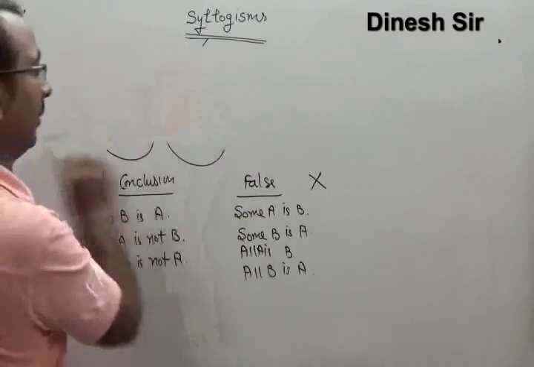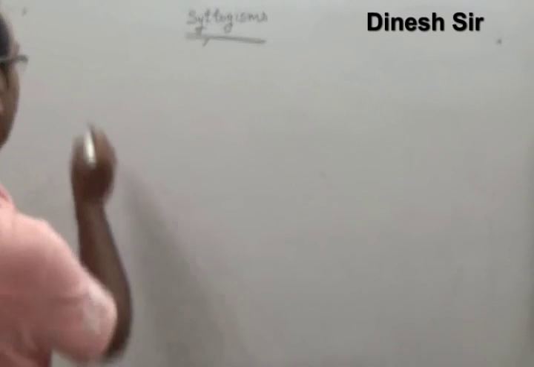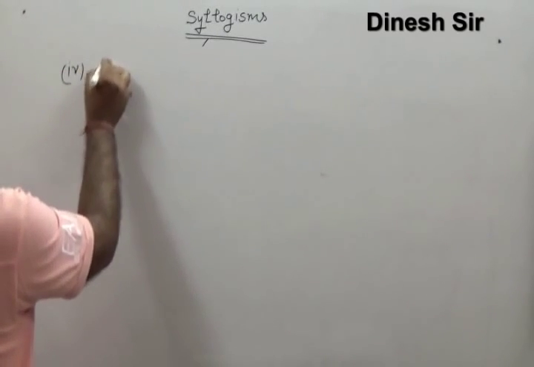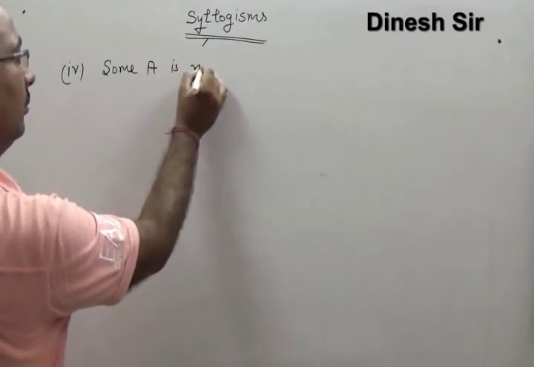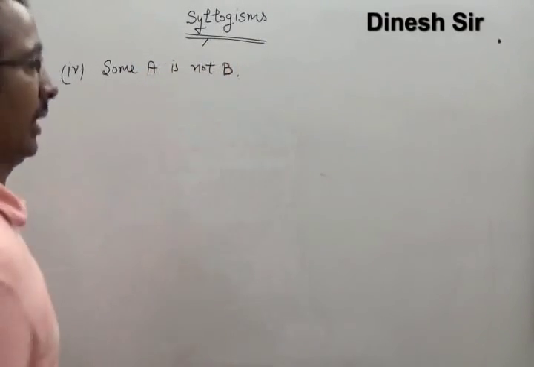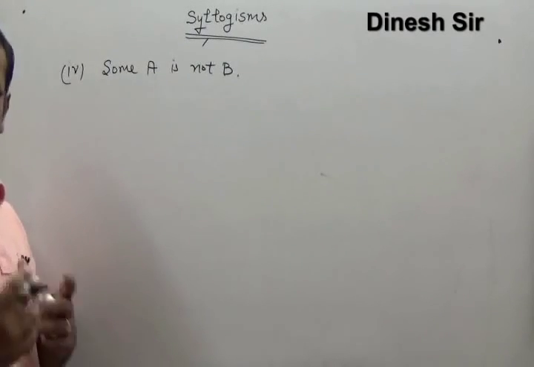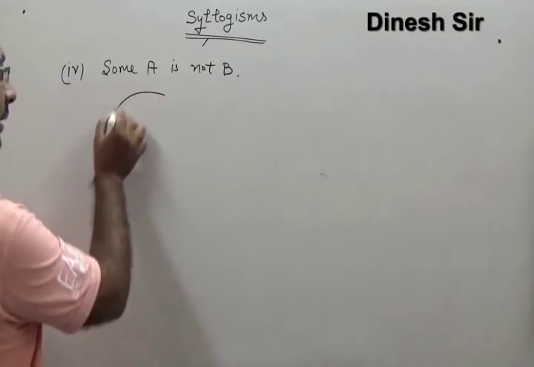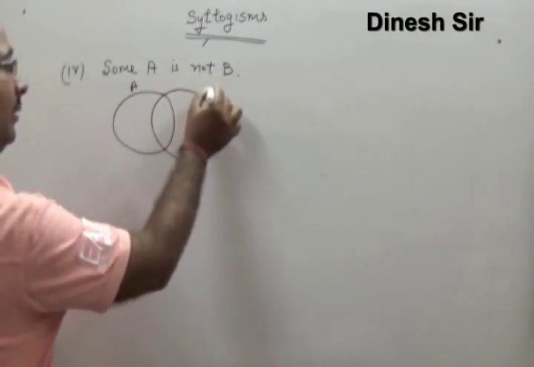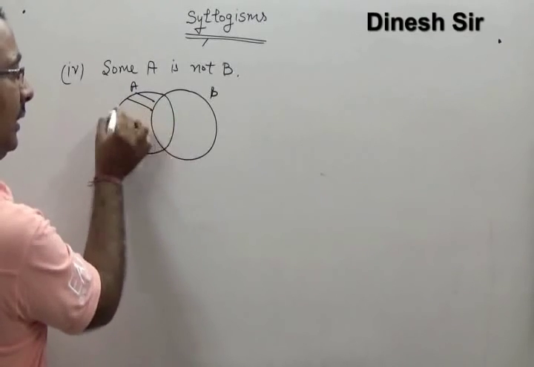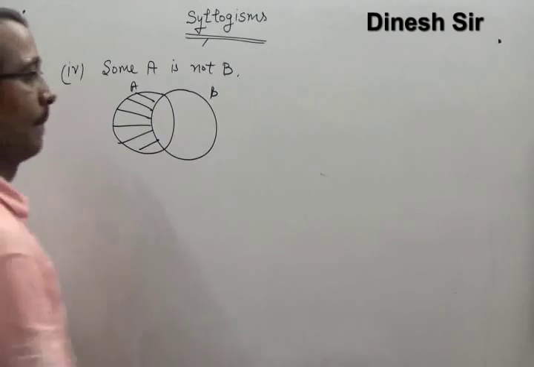After that we have statement number 4. It states some A is not B. When it is given that some A is not B, we may take some examples. If this is A and this is B, I may say that some A is not B. That is that portion of A which is not a part of B.